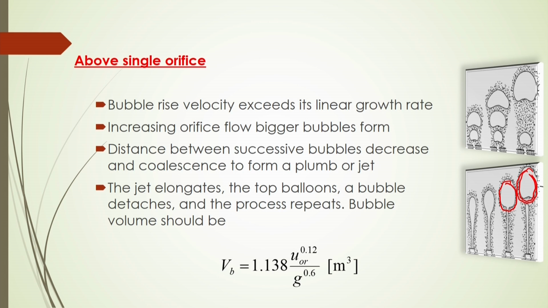Now, what will be the volume of the bubbles that form from this jet? This bubble volume will be calculated by this equation. Vb represents the bubble volume, and it is equal to 1.138 into u_or to the power 0.12, where u_or is the velocity at the orifice of this distributor, and g to the power 0.6. So, by this equation you can calculate the volume of bubbles that detach from this jet through the single orifice.